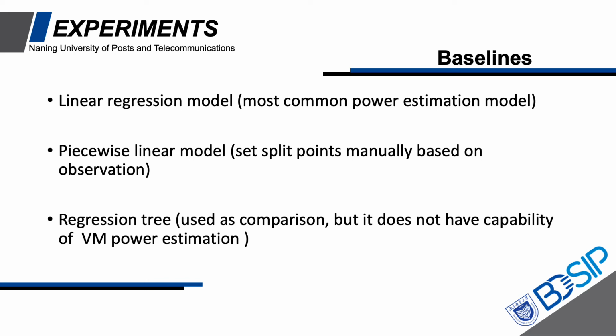We choose the regression tree model in CART as the third comparison model. Although the regression tree is selected as a comparison model, it does not have the capacity for VM power estimation because its leaf node stores only a value, and the value cannot be directly used as the power estimation of a single VM, not to mention the power estimation of containers.